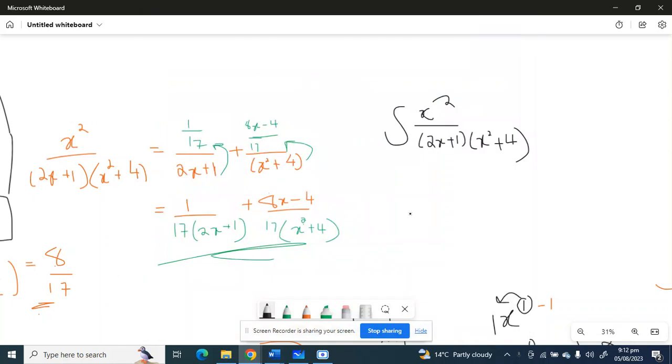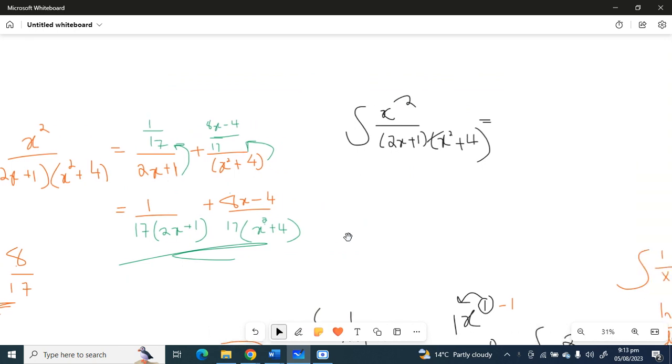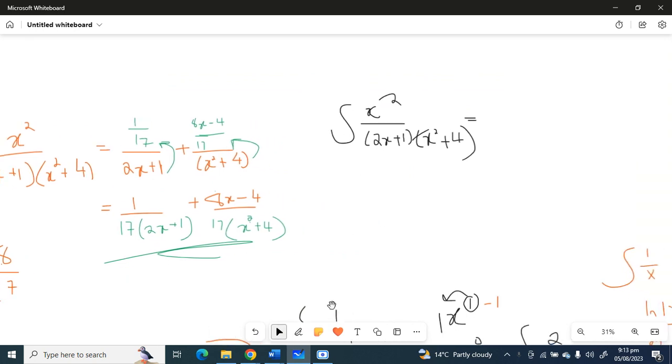All right, so we have the question: we have to integrate this expression. Remember, we expressed it as partial fractions, which is here. So let me rewrite the partial fractions. The topic here is integrating partial fractions.